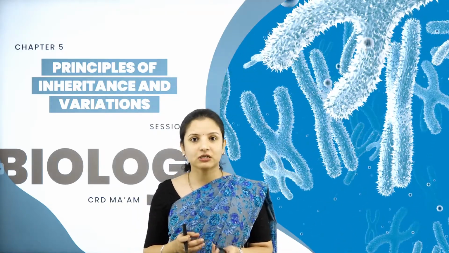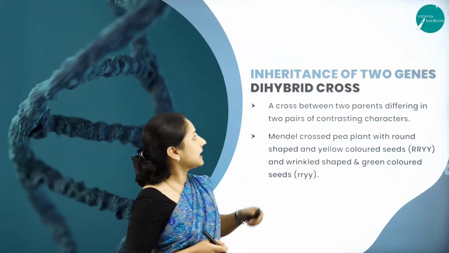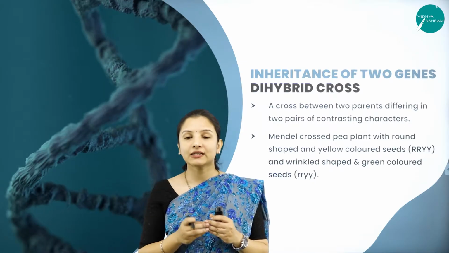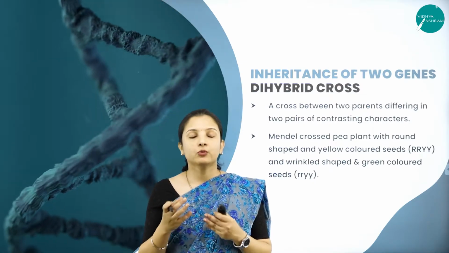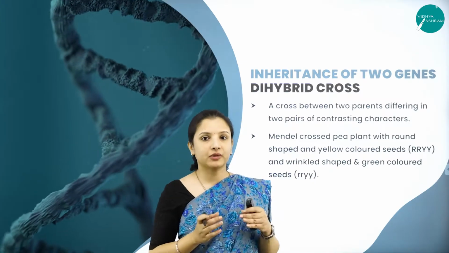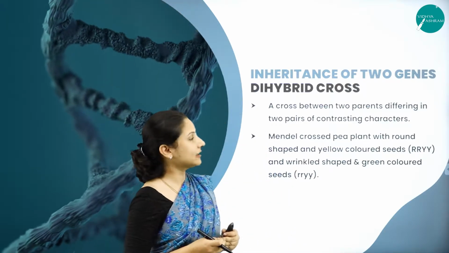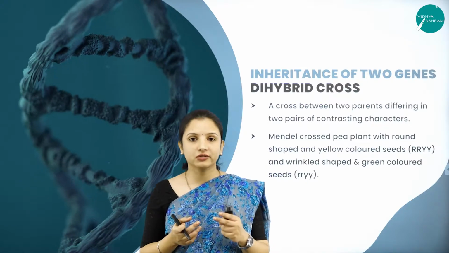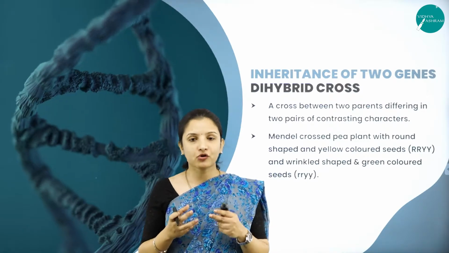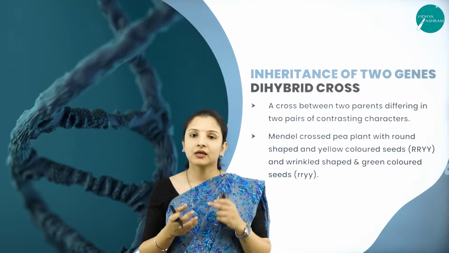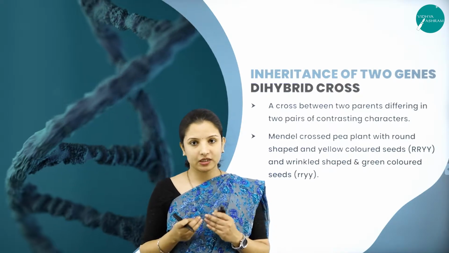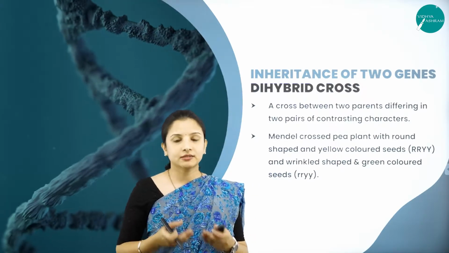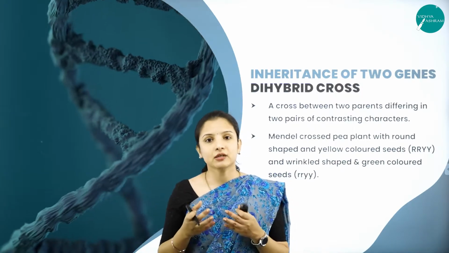But in today's session, we shall deal with the inheritance of two genes. So far, we had only studied the inheritance of one gene, wherein we studied the monohybrid cross. But in today's session, we shall deal with the dihybrid cross. Di means two. So two genes or two characters which are controlled by two different sets of genes are studied in this particular session. So what Mendel did in order to conduct his experiment, again he selected two plants.